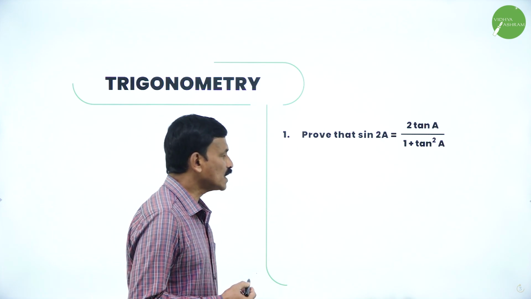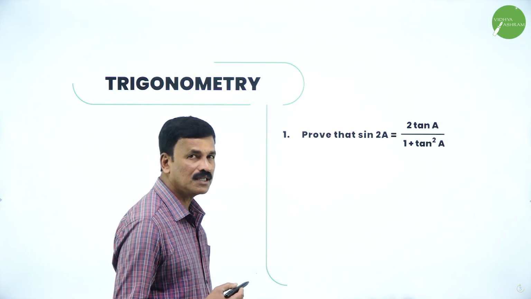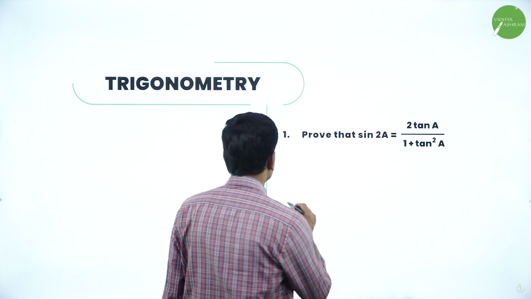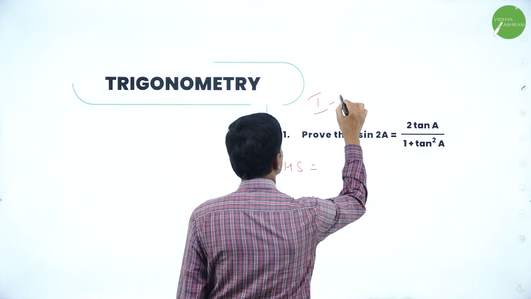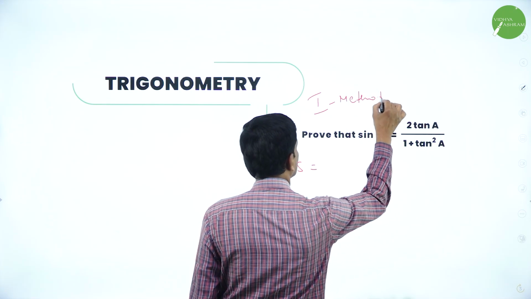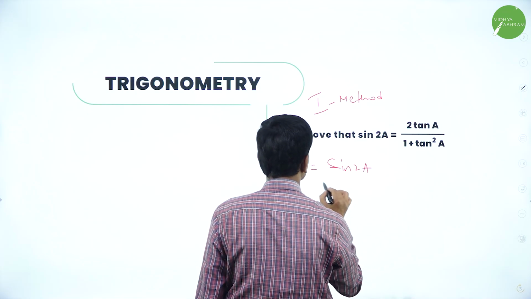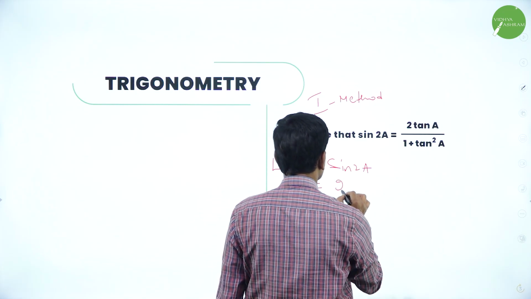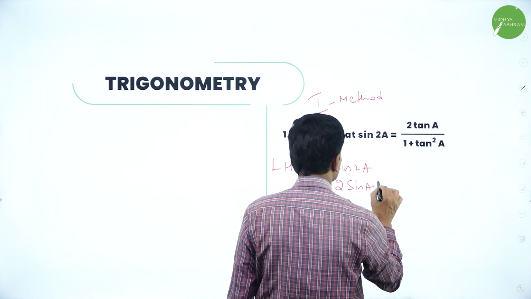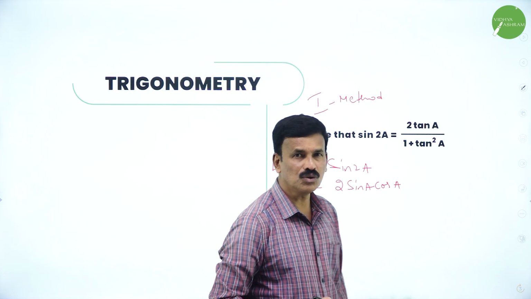Prove that sin 2a is equal to 2 tan a divided by 1 plus tan squared a. So let us take the LHS first. Let me teach 2 methods. In the first method, LHS is equal to sin 2a. Sin 2a can also be written as 2 sin a into cos a.